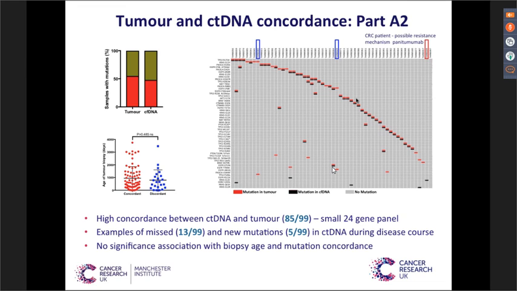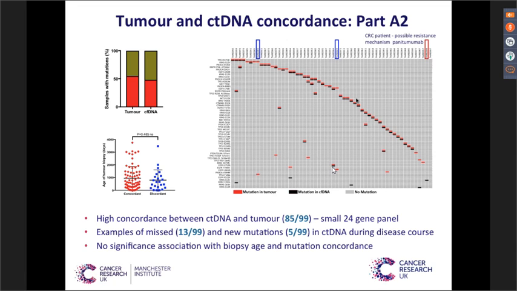We did, as shown in the blue boxes above the graph, find examples where the mutation was present in the tumor but was absent from the ctDNA. This could be biological, or it could be below the level of sensitivity of the assay. We also picked up examples where the mutation was present in ctDNA but absent from the tumor.